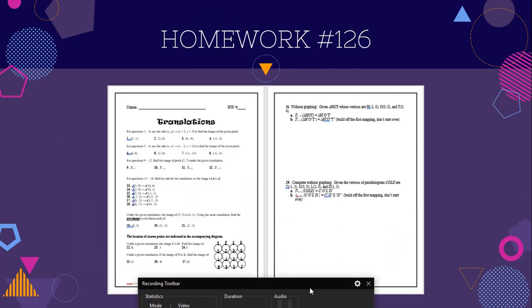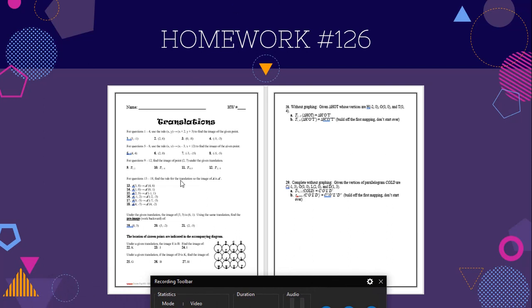This is homework number 126. It's a two-sided paper. For the first page, you don't have to write full mappings. You can just tell me where the point goes or where it's going to end up. But on the second page, 28 and 29, make sure you do a complete mapping with original points and rules, and then you're building on.